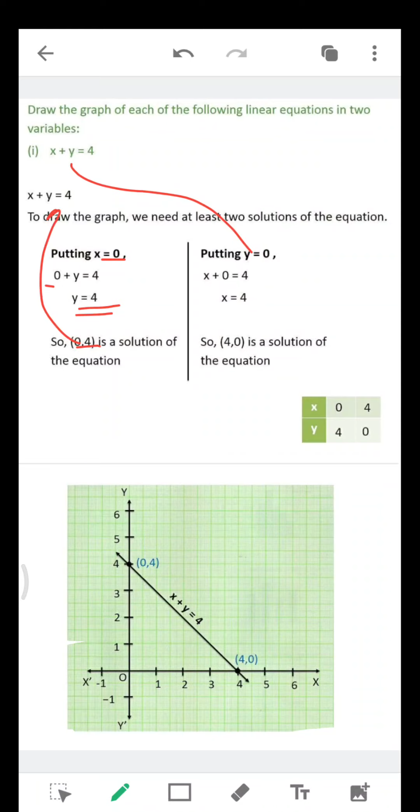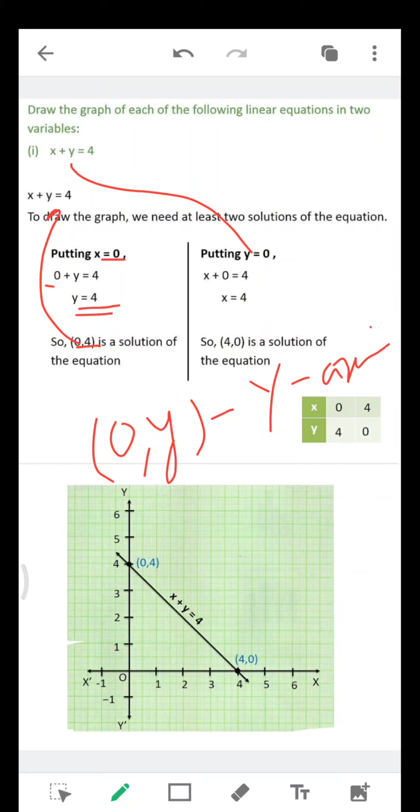You know that we have done this in our coordinate geometry chapter. Points of the form 0 comma y come on the y-axis. You have done this in coordinate geometry. And points of the form x comma 0 come on the x-axis. So 0 comma 4 comes somewhere here, and 4 comma 0, the second point, comes somewhere here. So after plotting the points, we will join them using a scale.